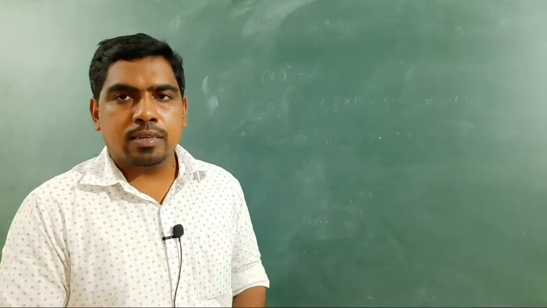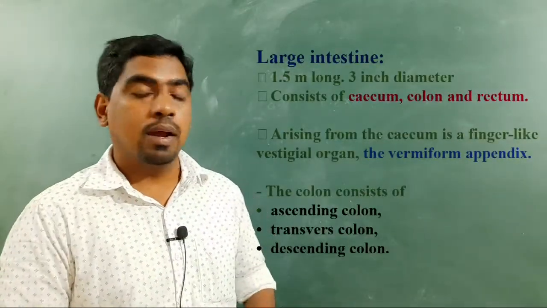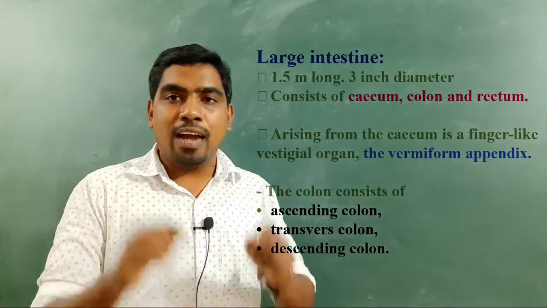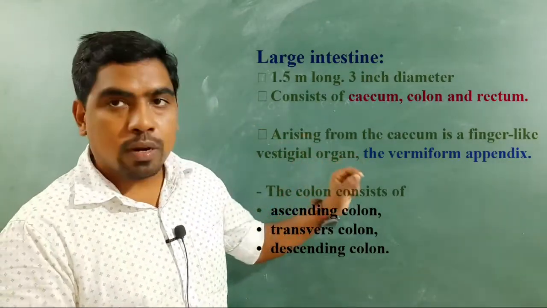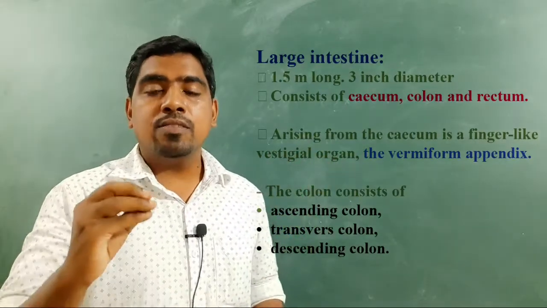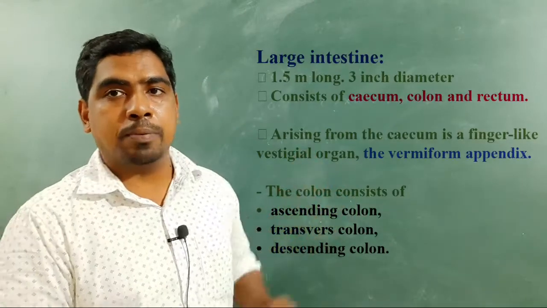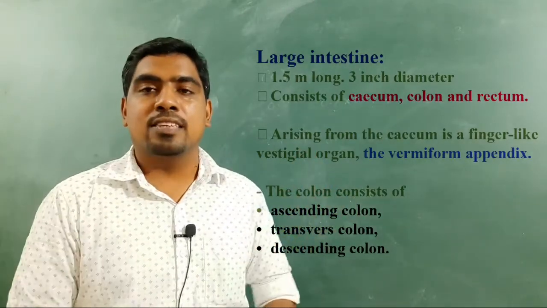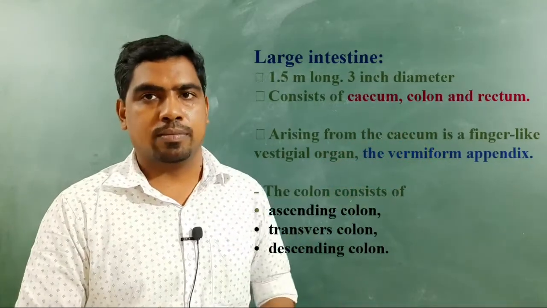Next part of alimentary canal is large intestine. It is 1.5 meters long and 3 inches in diameter. It also has 3 parts: cecum, colon and rectum. Arising from the cecum is a finger-like projection called vermiform appendix. Colon has three parts: ascending colon, transverse colon and descending colon.